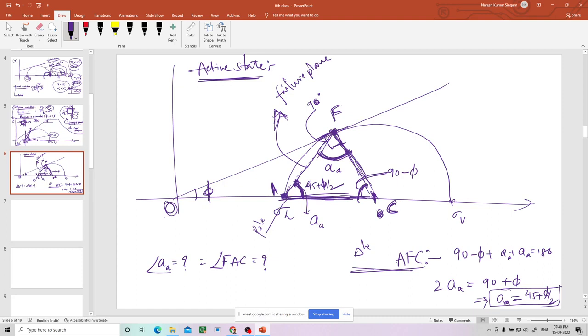And with vertical, how much is it making? Can someone tell me? If the failure plane is making 45 plus phi by 2 with horizontal, with vertical how much is it making? It is easy to tell. Can someone reply? Exactly. So anyway, now let us go to the question.